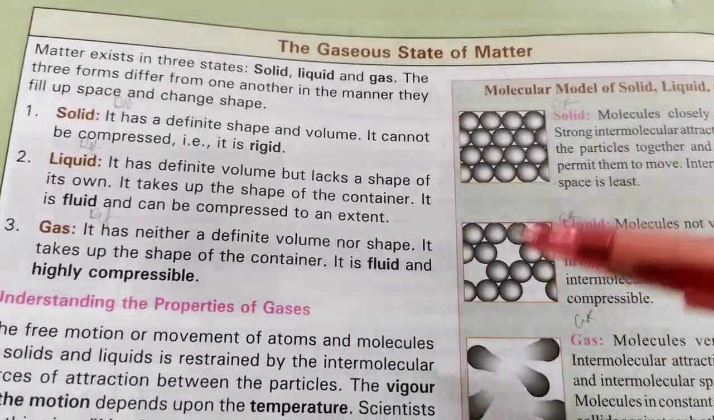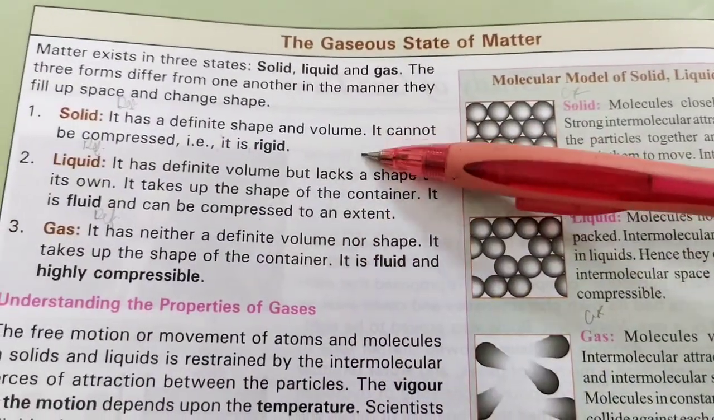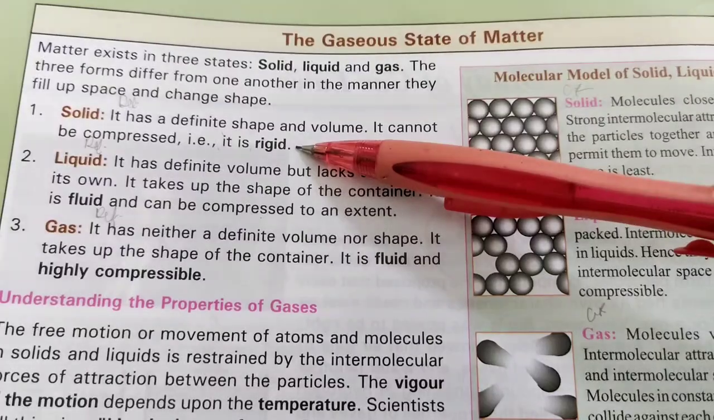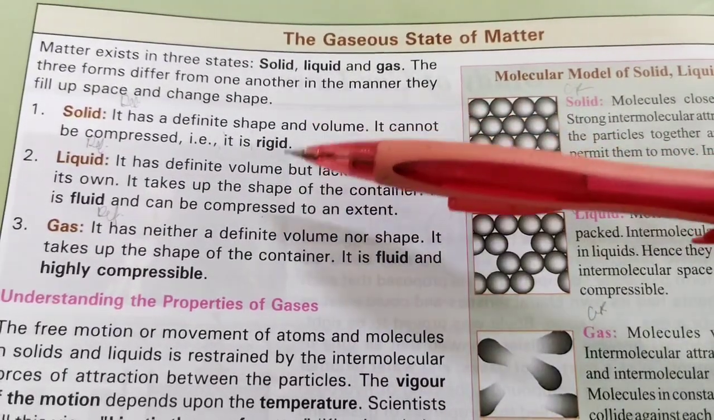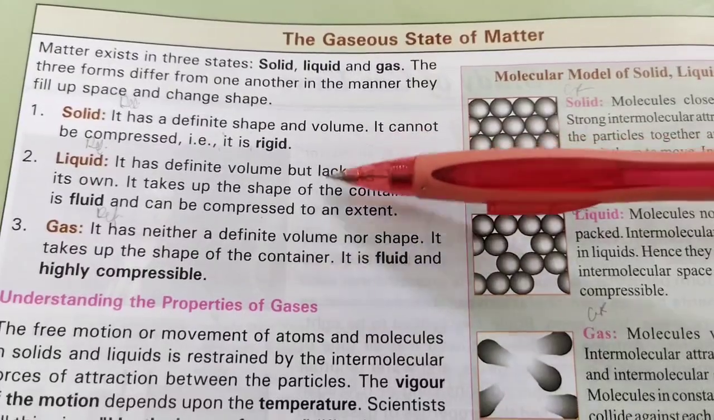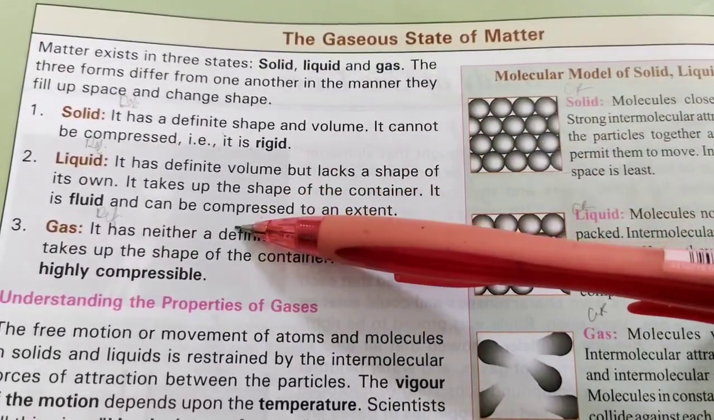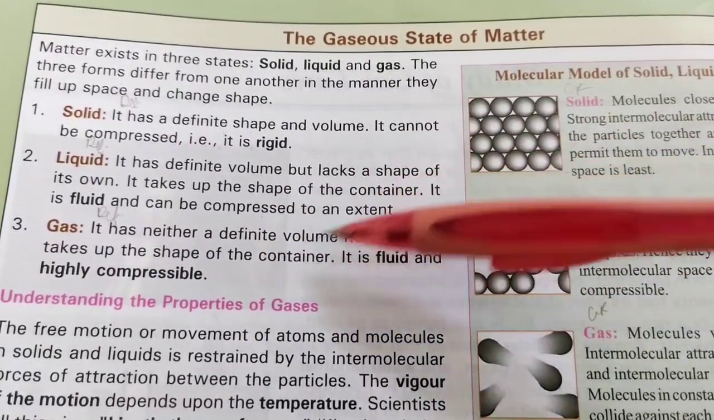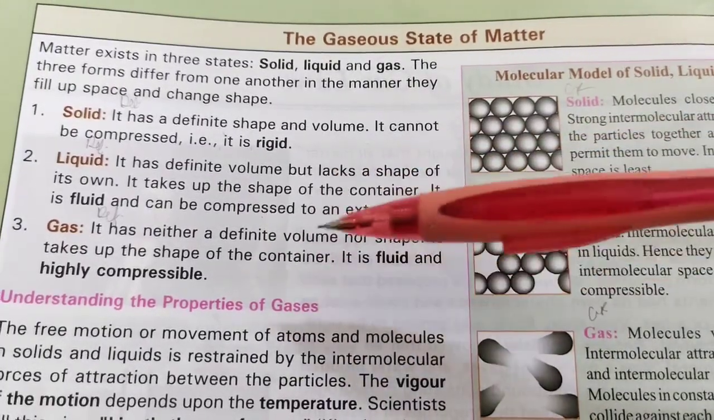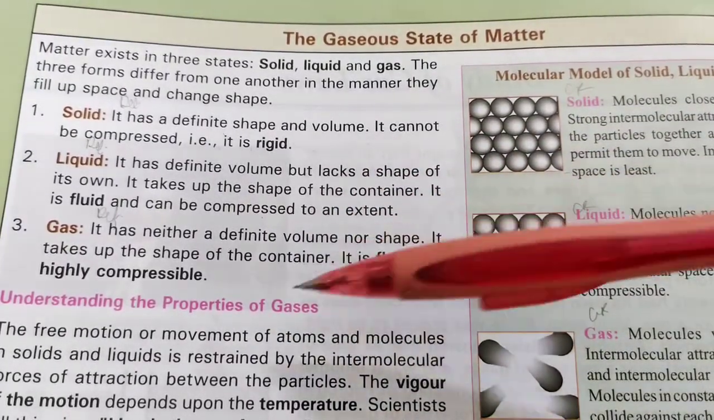Let's study some properties of gases. How is it different from liquids and solids? Solids have a definite shape and volume and they cannot be compressed. They are rigid. Mark the definition. Here also liquid definition. They have a fixed volume but no definite shape. They take up the shape of the container and they are also called fluids because they flow and they can be compressed to an extent. Gases have neither volume nor shape. They take up the volume and shape of the container. It is also a fluid. It also flows. It is highly compressible.